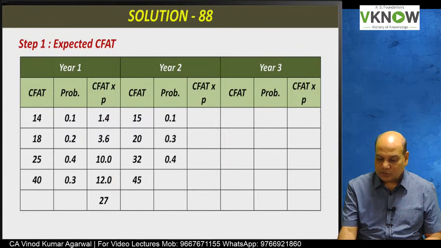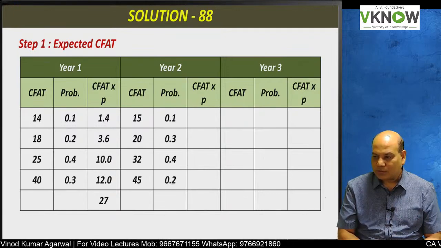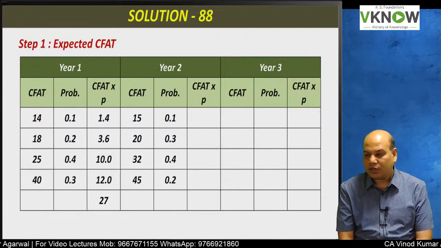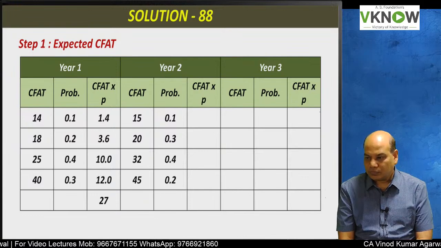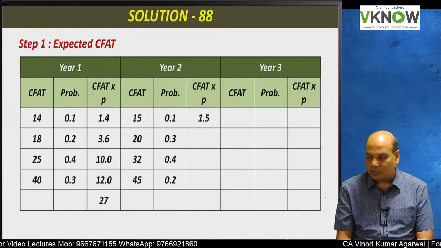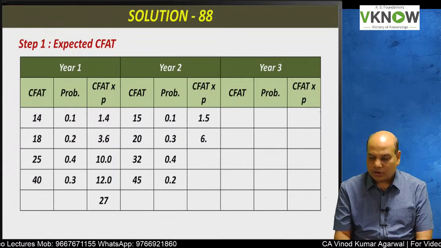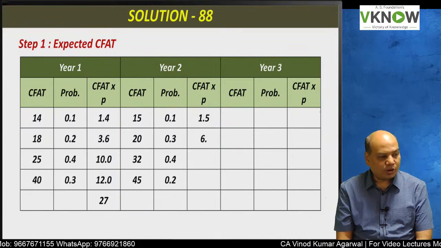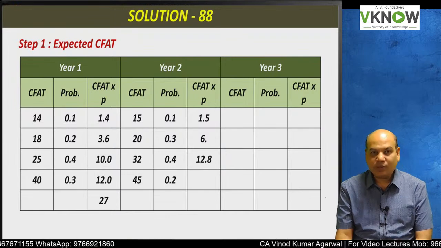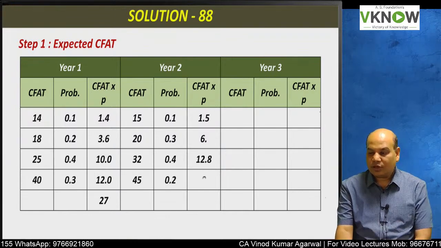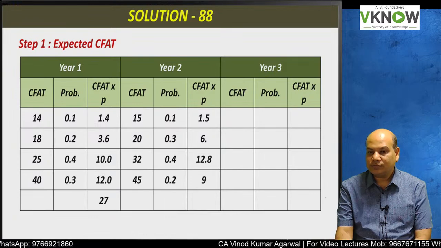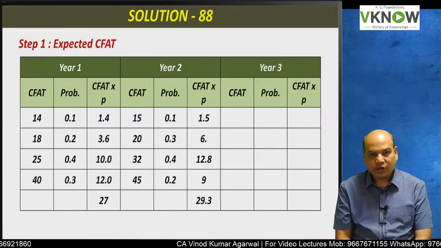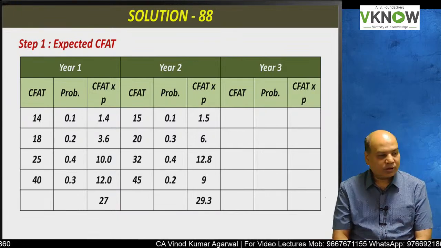Probability of second year cash flows. Again, please copy from question book. Now you multiply the two. 15 into 0.1 equal to, memory plus. 20 into 0.3 equal to, memory plus, 6. 32 into 0.4 equal to, memory plus, 12.8. 45 into 0.2, 9. Take the total, 29.3. Very good.